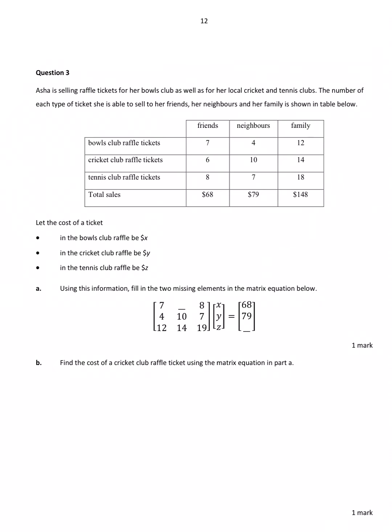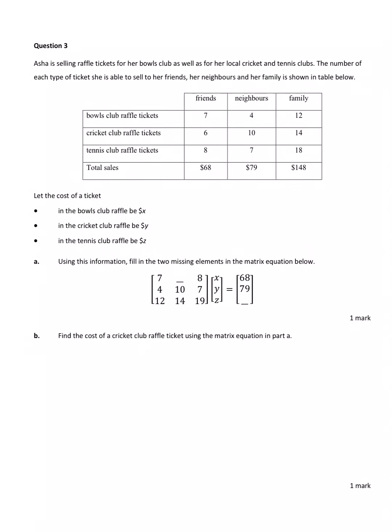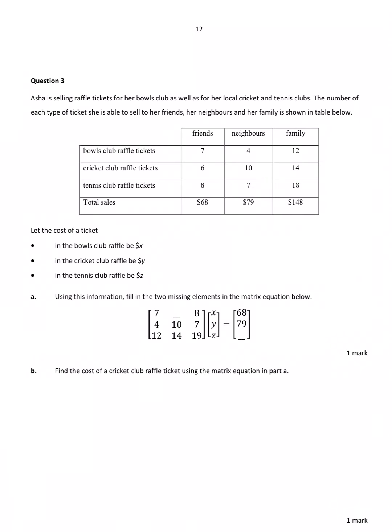All right, question 3. Ash is selling raffle tickets for a bowls club as well as for a local cricket and tennis clubs. The number of each type of ticket she's able to sell to her friends, her neighbours, and her family is shown in the table below. Let the cost of a ticket for the bowls club raffle be X, cricket club be Y, and tennis club be Z. Using the information, fill in the 2 missing elements in the matrix equation below.